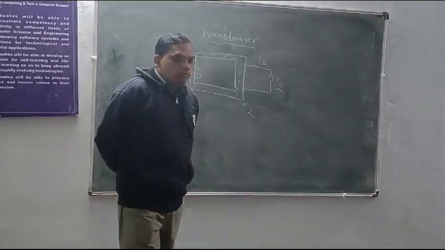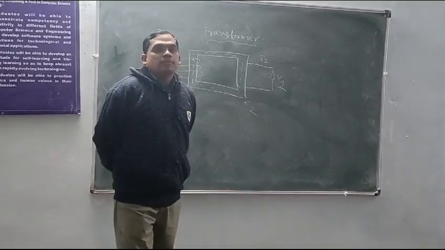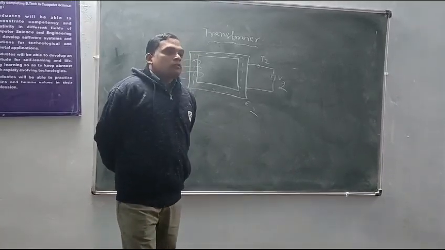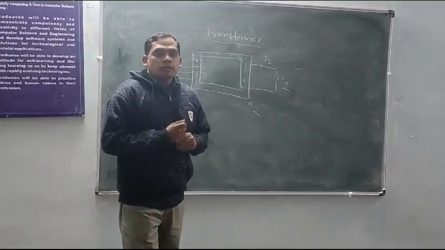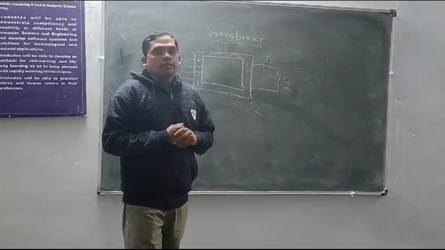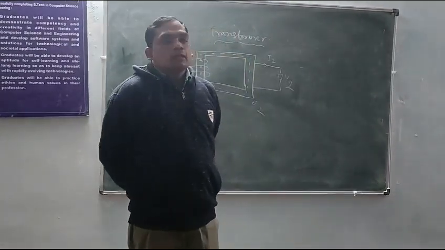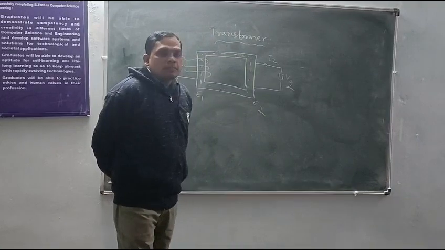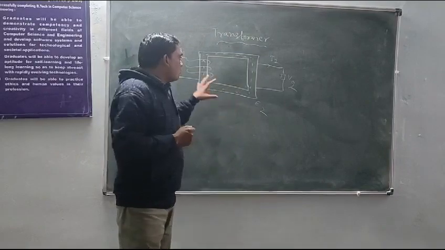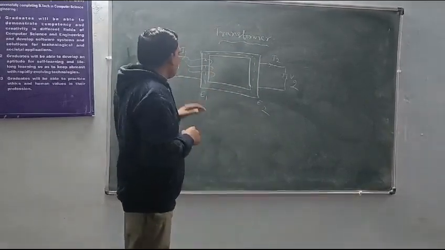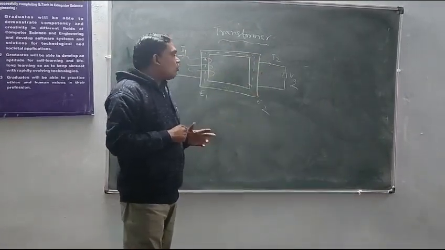Then let us discuss the types of transformer. What are the types of transformer? There are so many types, but according to the construction, there are basically two types: one is the core type transformer, another is the shell type transformer. And according to the voltage rating, there are two types: one is the step-up transformer, another is the step-down transformer. So in this way, there is a classification of transformers. Now the next question is how the power is transferred from one circuit to another. You can say, what is the working principle, how does it work?